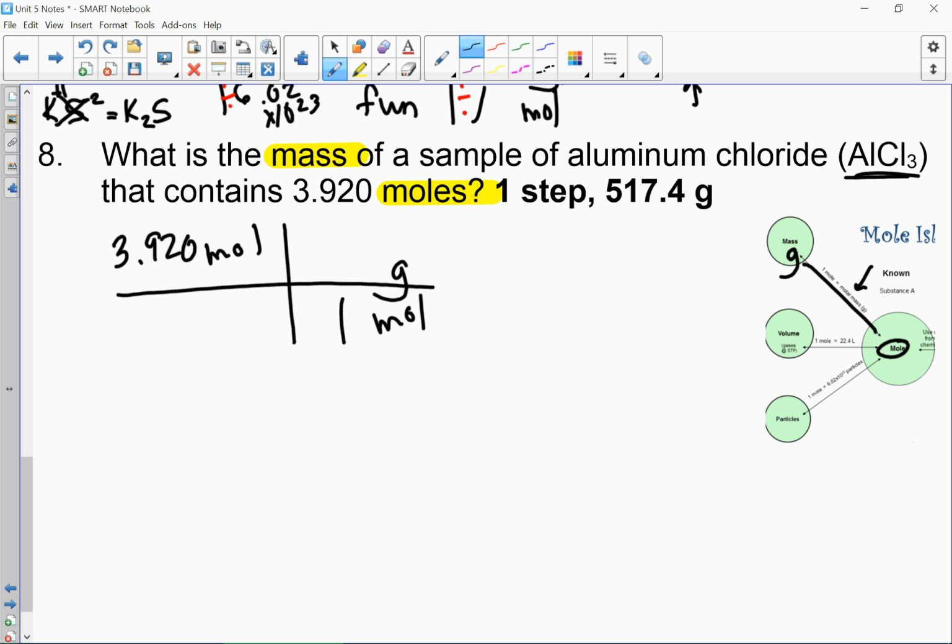This one gave you the formula. It tells me it's AlCl3. So I've got 1 aluminum, the mass is 27. I've got 3 chlorines, the mass is 35. Add all that up to get your molar mass. You should get 132 there. That goes there for your molar mass. Same thing, you're going to do this 3.920 times there, divide down.